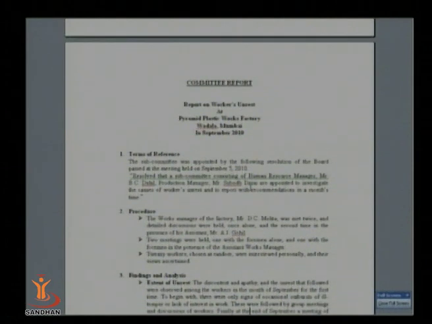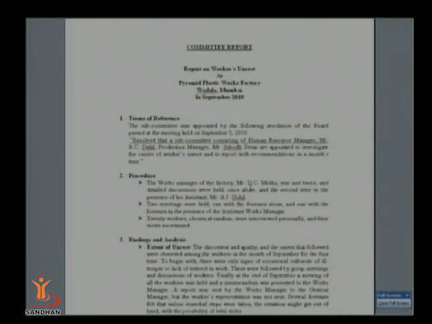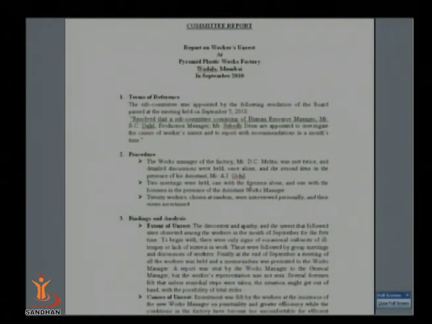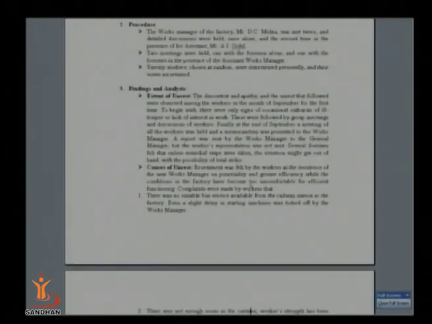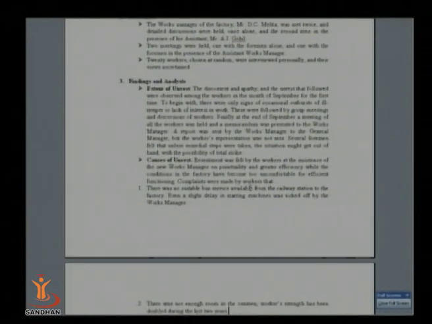Now we have the sample of the committee report. You can very well identify and mark the differences between the individual and the committee report, as the committee report has a title, whereas the individual report had a subject line. Now, the terms of reference, the procedures that are numbered in proper sequence, the findings and analysis, which again focus on the causes of decline or the causes of unrest, as the title of this report is based on the workers' unrest in a manufacturing unit.